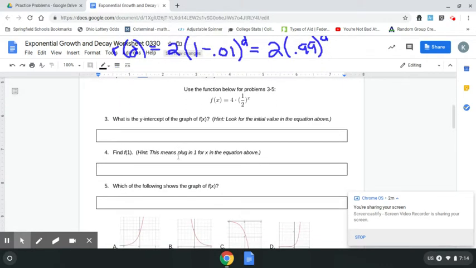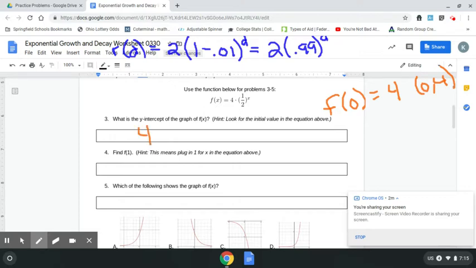What is the y-intercept of the graph of f of x? Hint, look at the initial value in the equation above. So what we have here is that where the initial value is, that's where x equals 0. So f of 0 equals 4. And if you remember, before we went on this extended break, we talked about things in scientific notation. You can write that as input and output. So the input would be 0, the output would be 4. So your initial value, your y-intercept, is 4, because that's where the graph touches the y-axis.